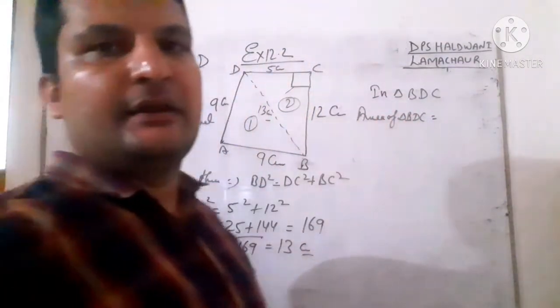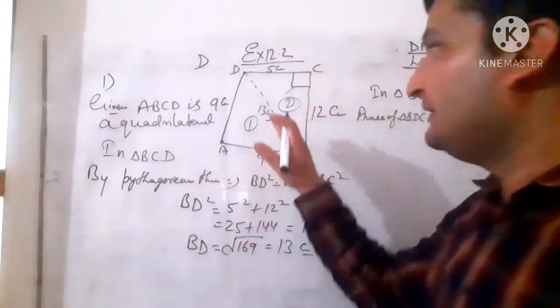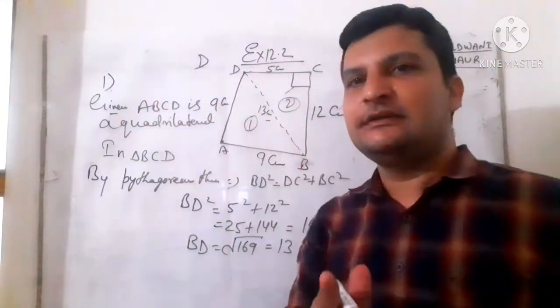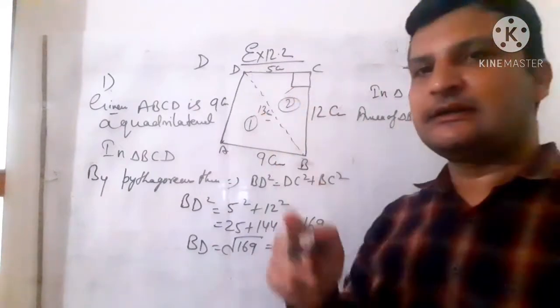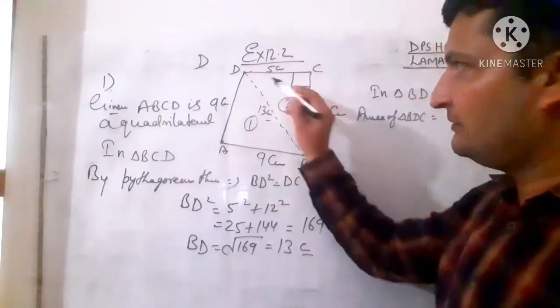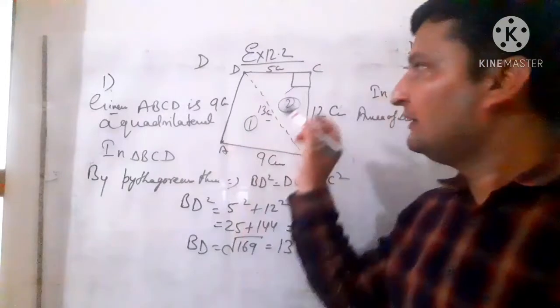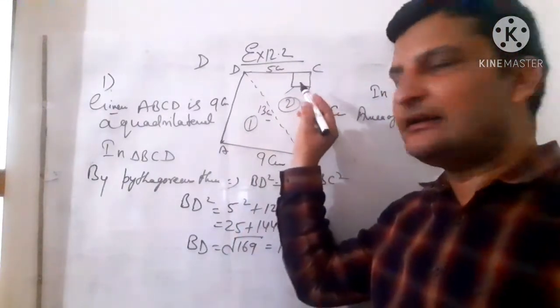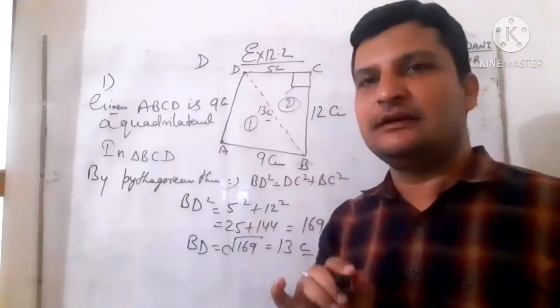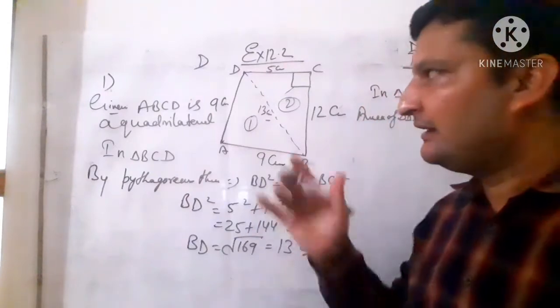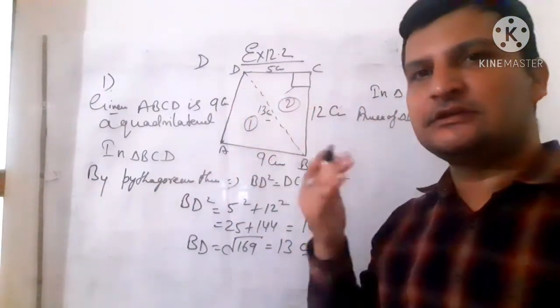Now student, area of triangle BDC. How can we find the area of triangle BDC? There are two formulas. One is Heron's formula and the second is half into base into height. Half into base into height is the easier formula, because this is a right angle triangle, so we can use it here. Either we can use Heron's formula also, both answers will be the same.